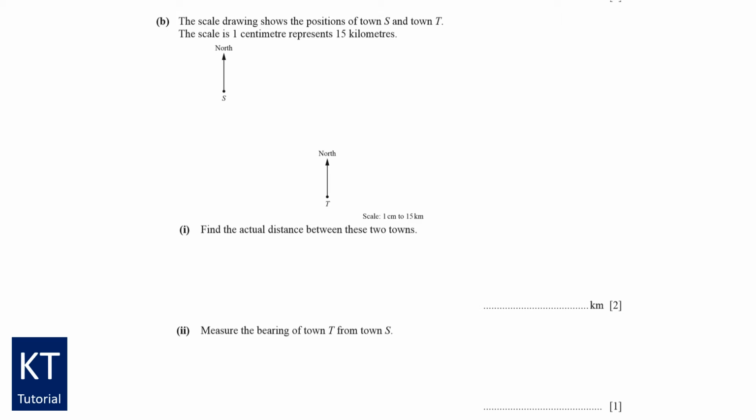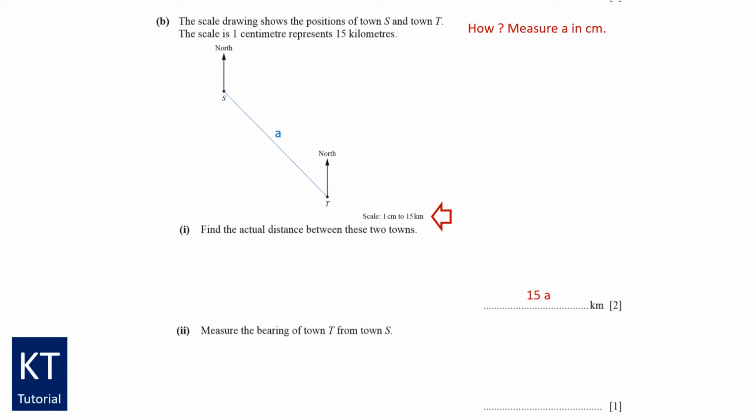Question 20b. The scale drawing shows the positions of town S and town T. The scale is 1 centimeter representing 15 kilometers. Find the actual distance between these two towns. In this case, you measure A in centimeters, and the actual distance is obtained by multiplying A by 15.